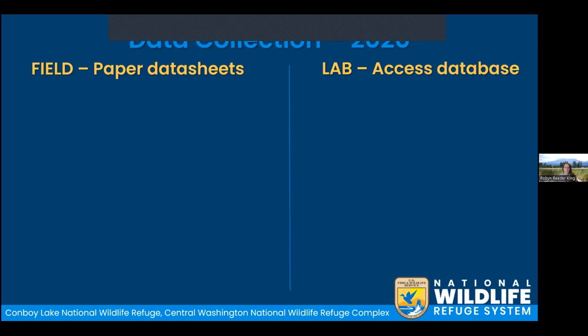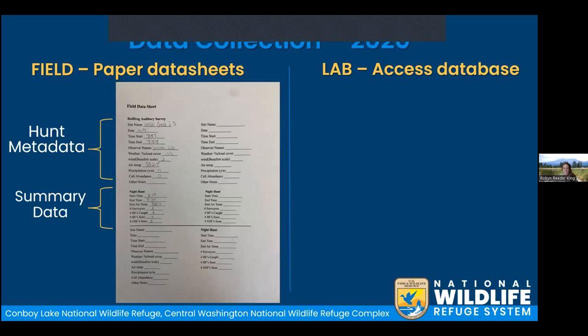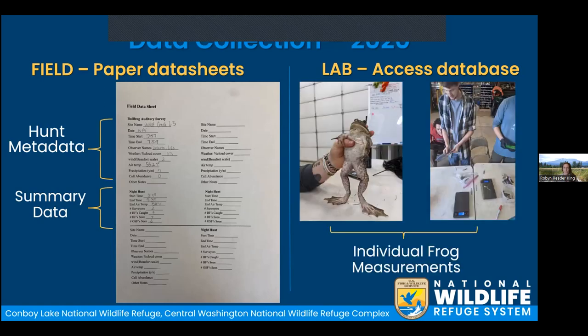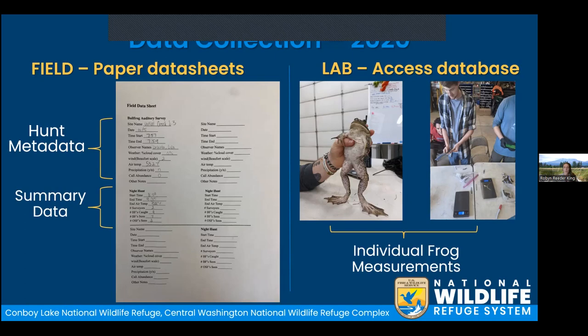So data collection for this project has always consisted of a two-pronged approach: data collected in the field and data entered back in the lab. It seems like a long time ago now, but back in 2020, the first season of the project, we were using paper data sheets to collect field data and entering morphometric data in a Microsoft Access database in the lab. The field data consisted of two components, the hunt metadata and summary data.